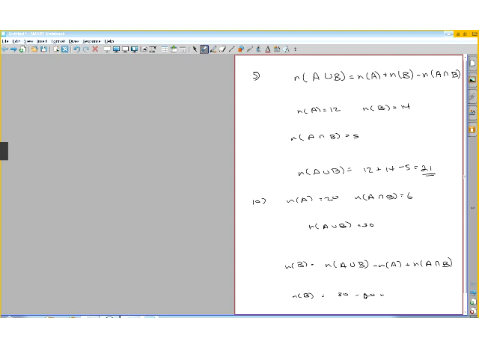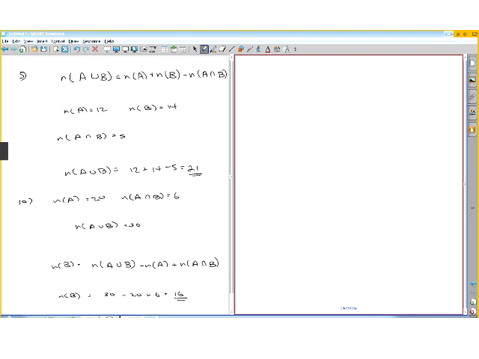Okay, now I think we're ready. Minus 20 plus 6. So 30 minus 20 is 10, plus 6 is 16. Which is the answer. Yay! Before we move on, though, let's just see what these are showing us in terms of Venn diagrams.